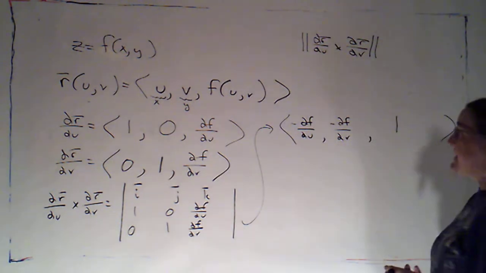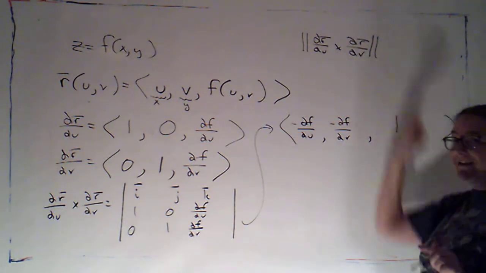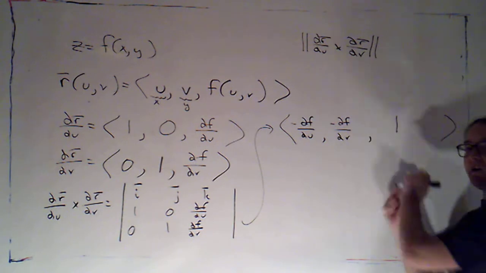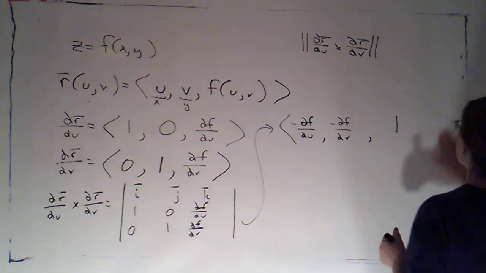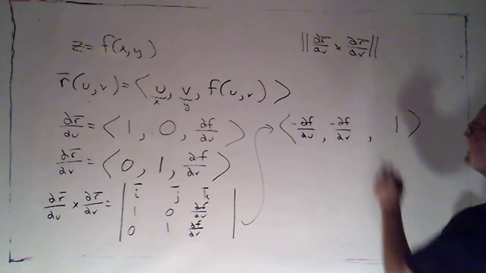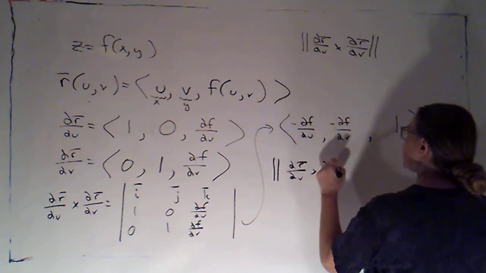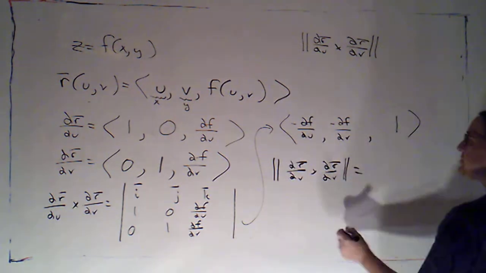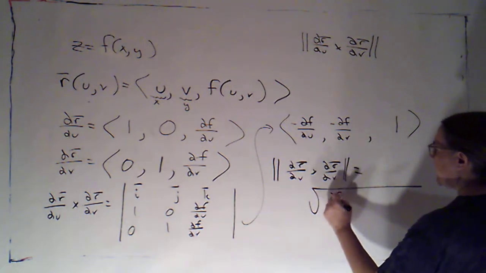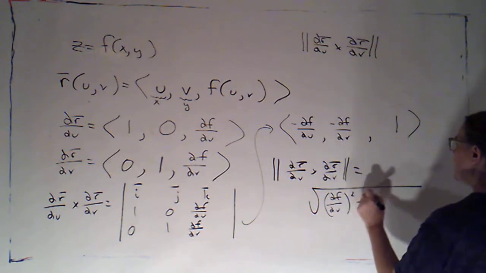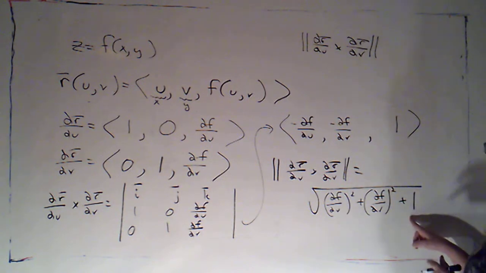Now, for our purposes in this section, I don't really care about this vector. I care about its magnitude. I will let you know in the next section, we're actually going to care about the vector itself, including its direction. Okay. So we'll see this again. But for now, if I'm taking the magnitude of that, del r del u crossed with del r del v, that's just going to be the square root of the partial of f with respect to u squared plus the partial of f with respect to v squared plus 1.